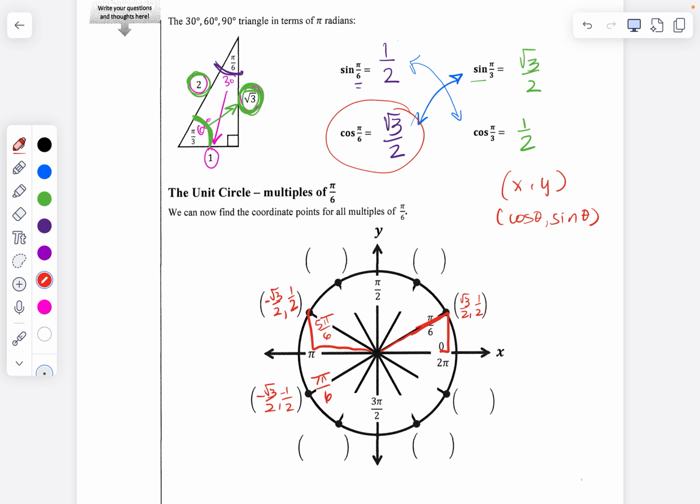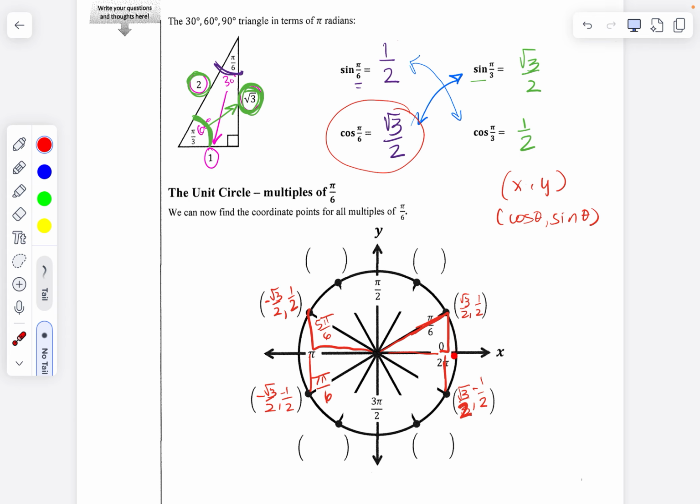Okay. And then the last one that we're going to flip over is this triangle, flipping it over to right here. So I know I go over root 3 over 2 and down 1/2. So positive root 3 over 2 comma negative 1/2, and this is down 1/2.